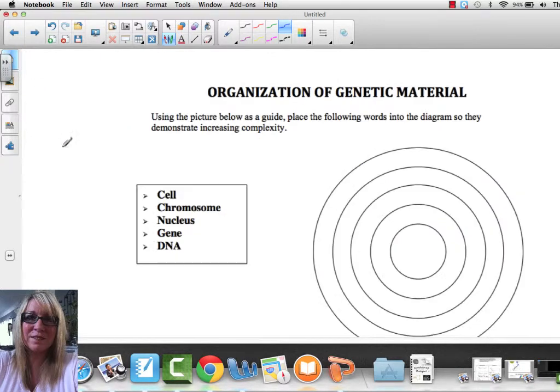Okay, let's get started. So we've done diagrams like this before, and I've asked you to arrange the words from least complex to most complex. So in this case, it might be easier for us to start on the outside. What is the most complex? We have the word cell, chromosome, nucleus, gene, DNA. Well, I think that you'd all agree that the cell is the most complex. It embodies all of the others. Then inside the cell, we have organelles, and there's only one organelle that's actually listed here, which is the nucleus.